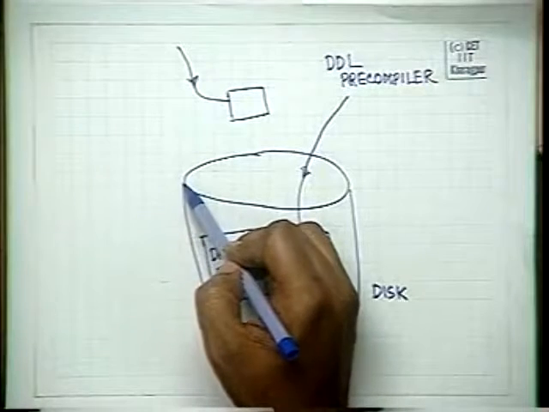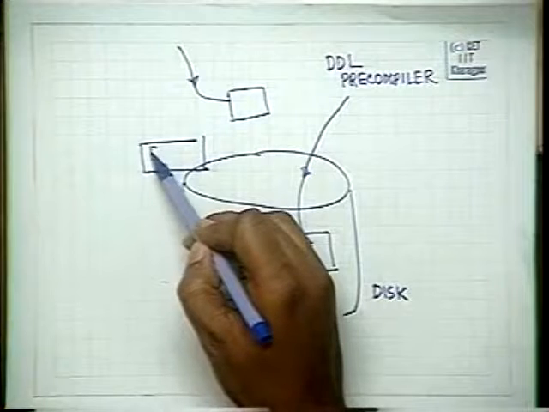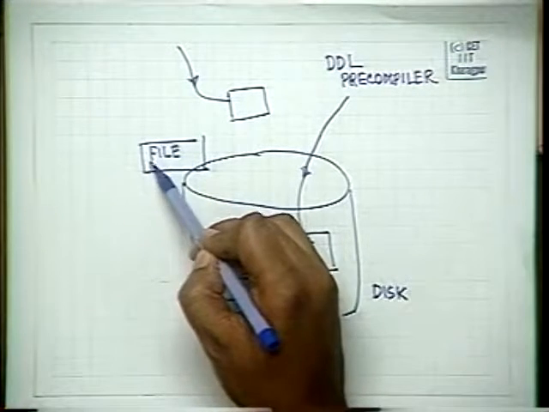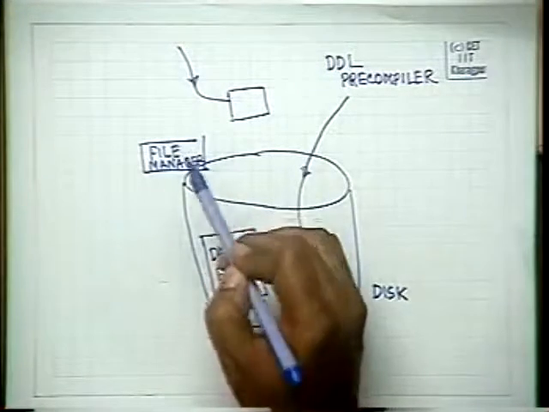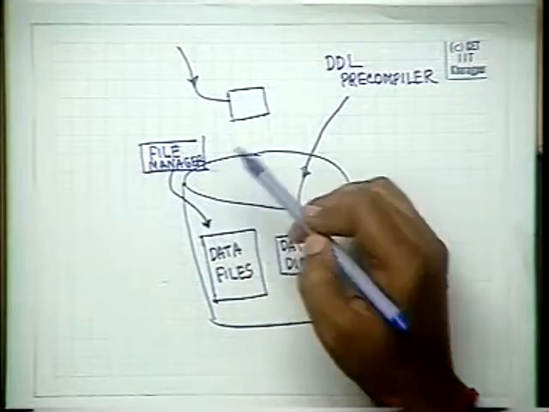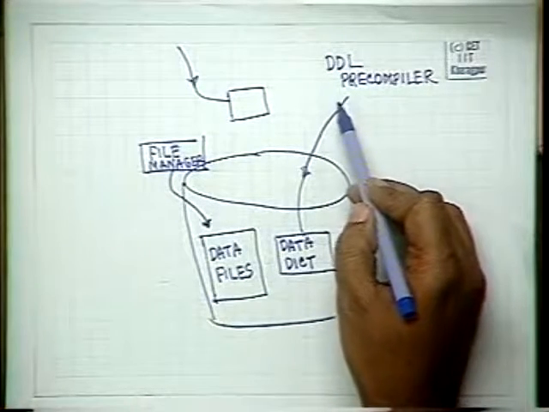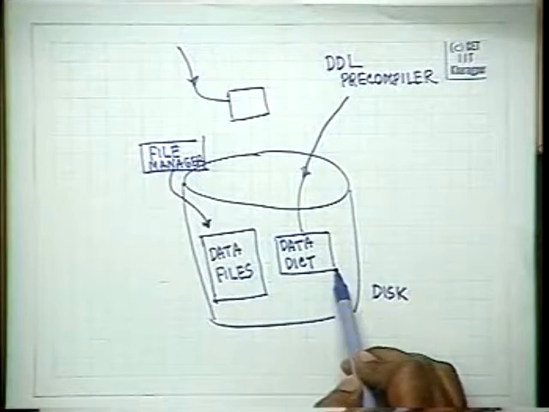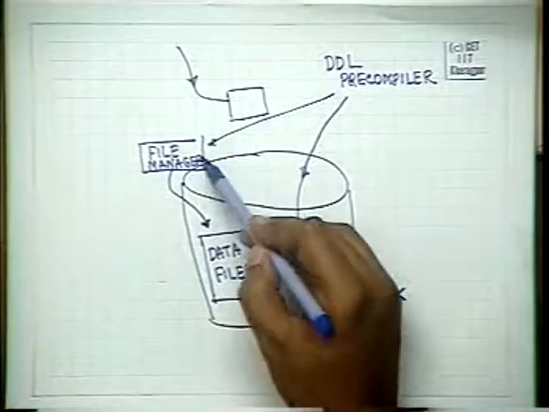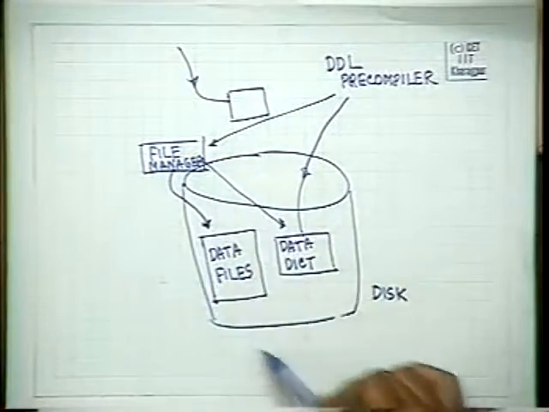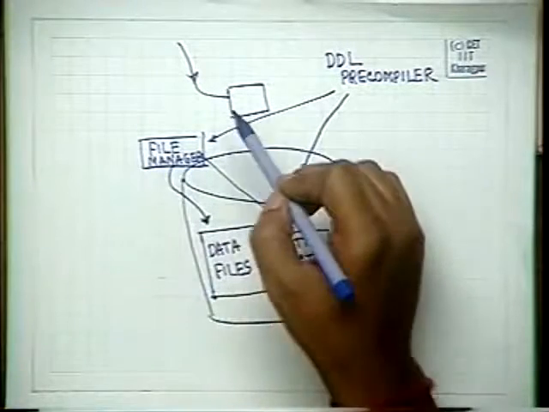Every file system has what is called a file manager, and all interactions with all the related data of files go through the file manager. Therefore, even the DDL precompiler, when it forms the data dictionary, must consult the file manager. So, the data which is stored on the disk always goes through the file manager.